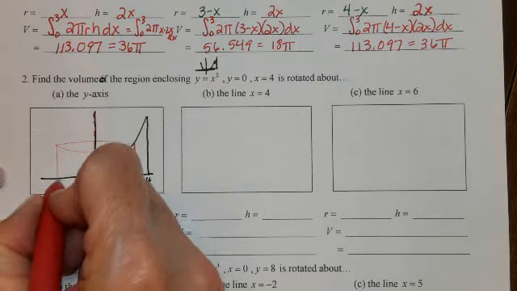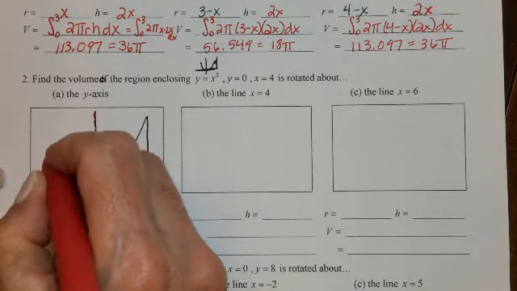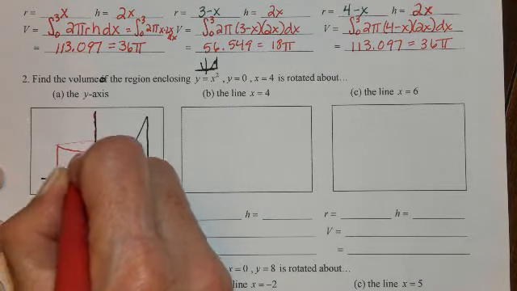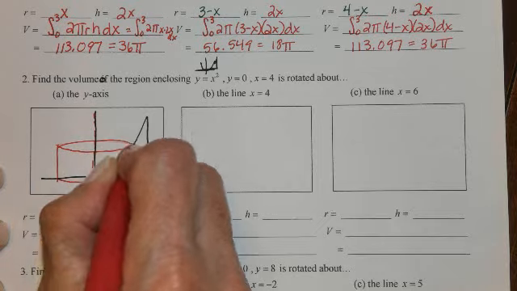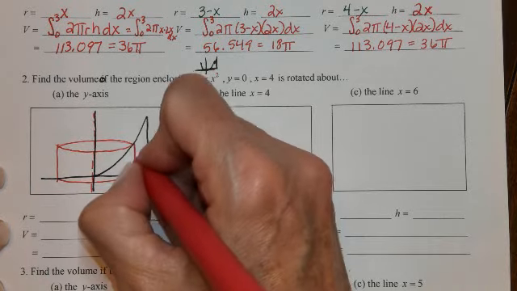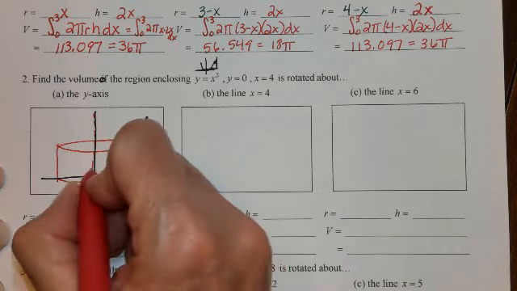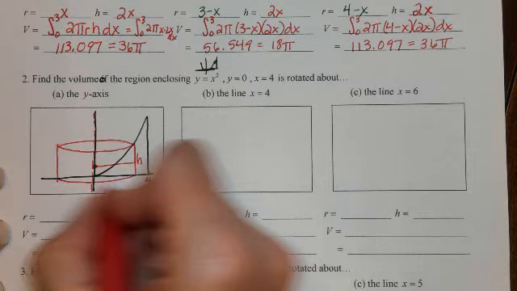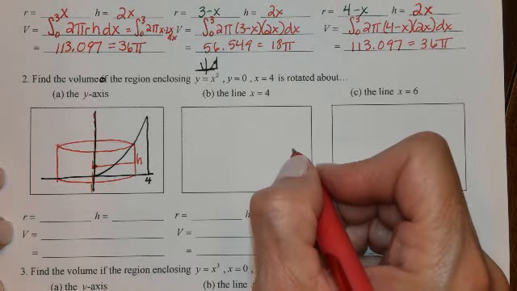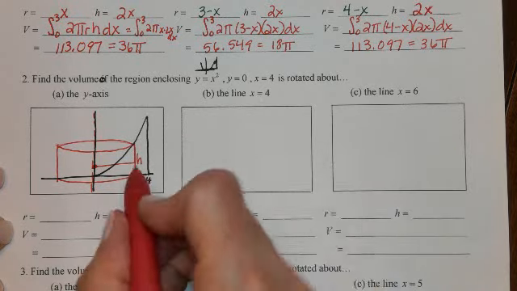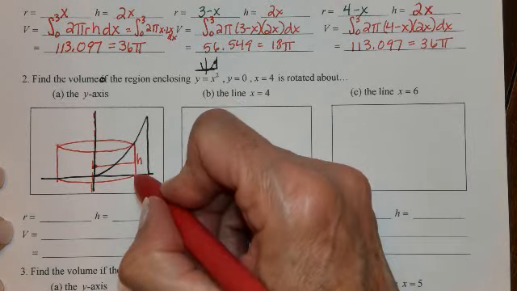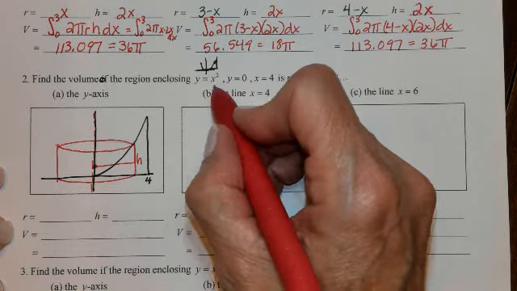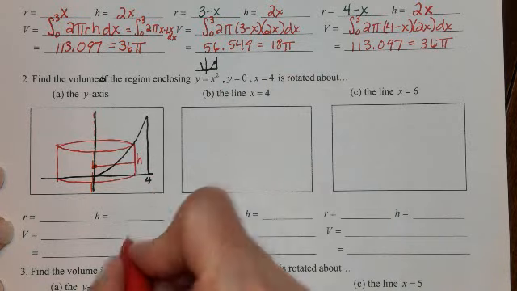Making the cylinder really helps you to see the radius. I find kids have a hard time seeing the radius sometimes. They can totally see the height. So draw your cylinder and that'll let you see the radius. The height is top minus bottom of your region. So x squared minus 0.